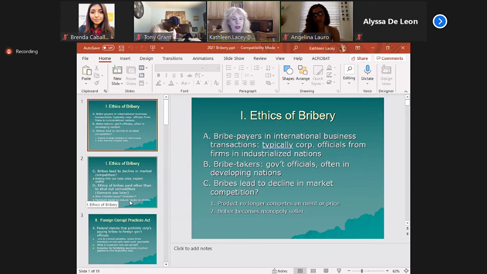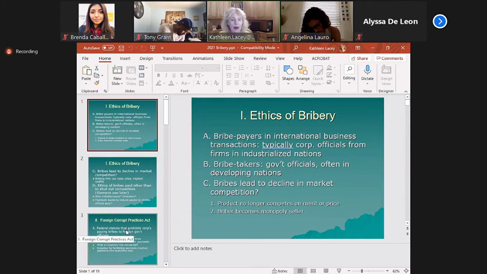Very importantly, I should go back to this one. Remember that this becomes a monopoly, right? The briber becomes a monopoly seller. So they don't have to compete on the quality of product or merit. They don't have to compete on price. They become a monopoly not by producing the best quality product at the most reasonable cost, but by paying a bribe to a government official. All right.